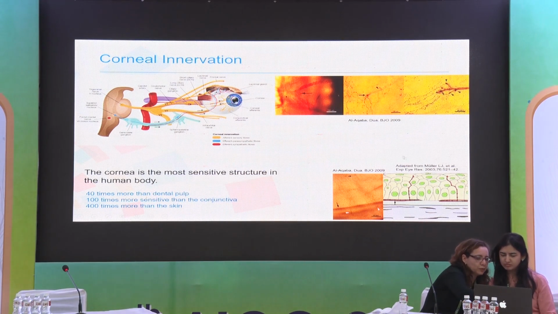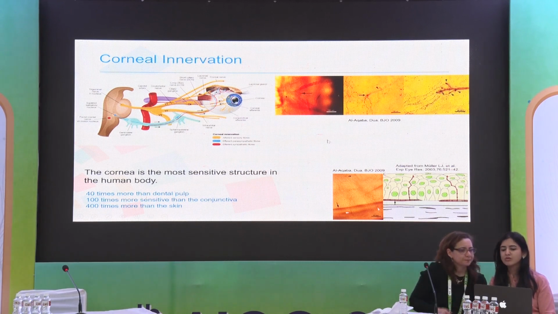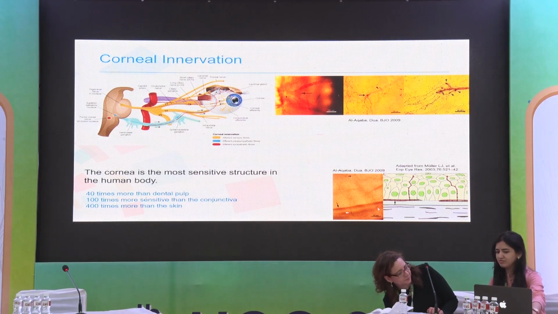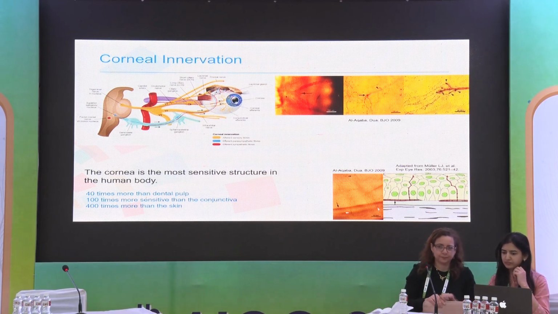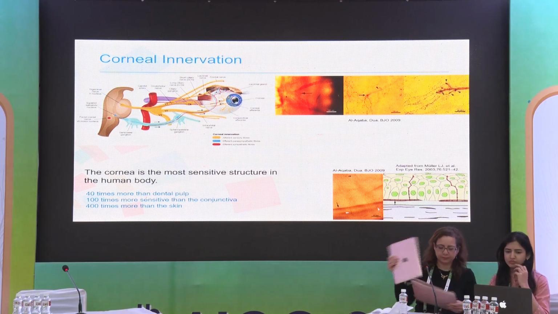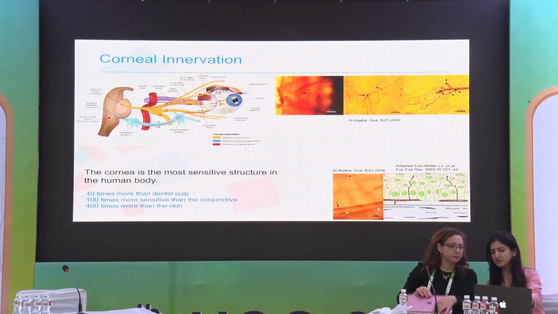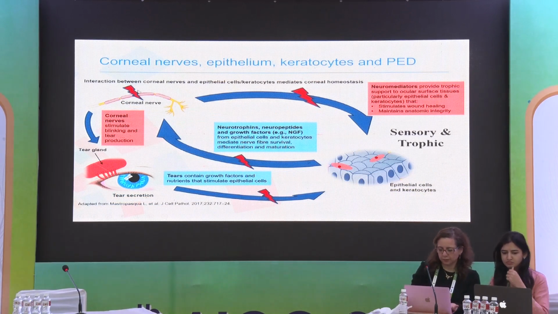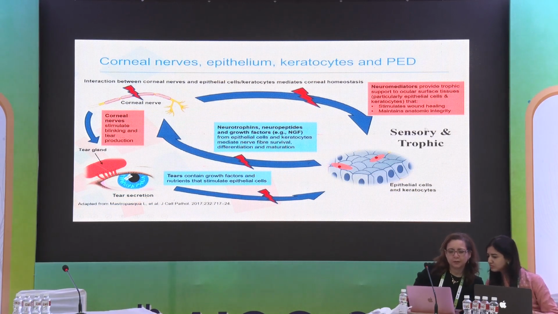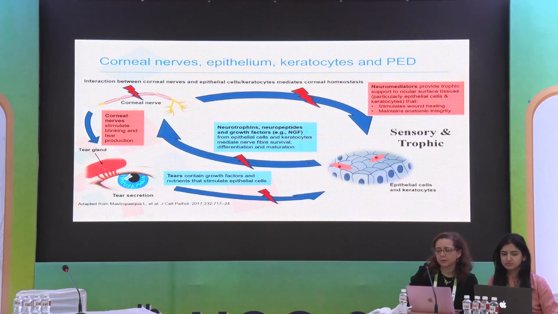Now that innervation of the cornea makes it the most sensitive structure in the human body, 40 times more than the dental pulp, 100 times more sensitive than the conjunctiva, and 400 times that of the skin. Now the nerves serve 2 functions. One is sensory. We all understand that, taking sensation of the cornea to the brain. But there's also this trophic function, which is very important.